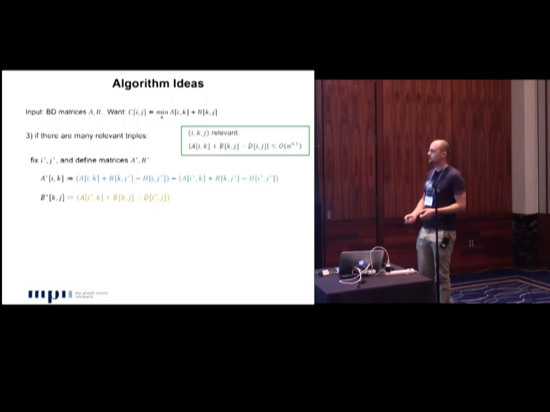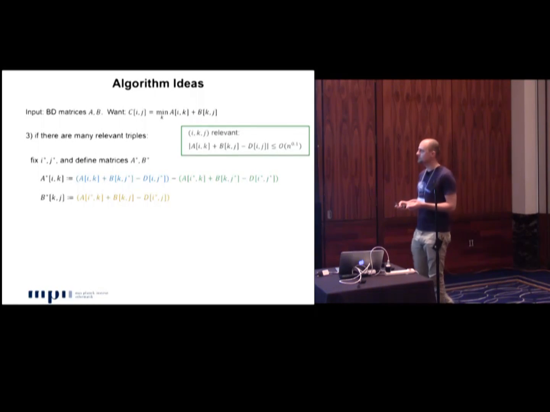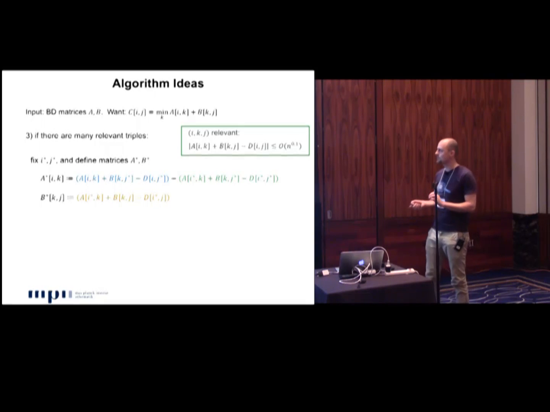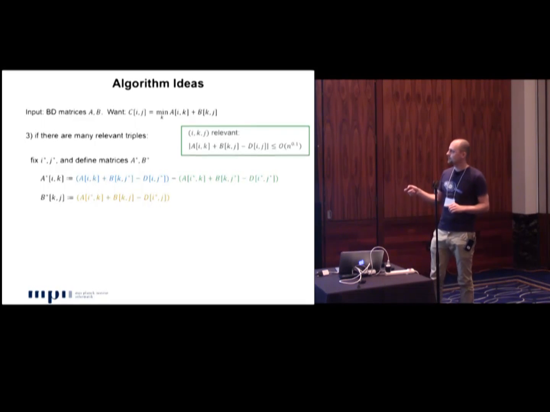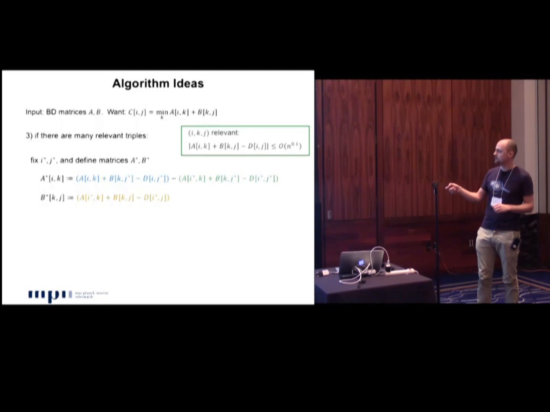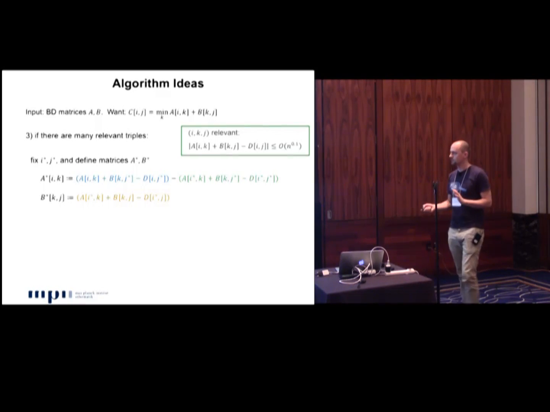Then we fix two indices, I star and J star, and we look at these two very weird matrices. So we take matrices A and B and we transform them into matrices A star and B star. There are three terms here. They are all of the form as in this definition of being relevant, just for different indices, I J star, I star J star, and I star J. Now let's see that it makes sense to use these matrices.